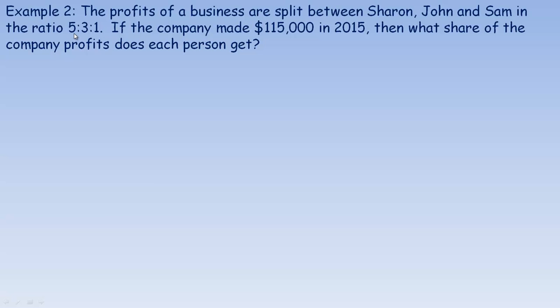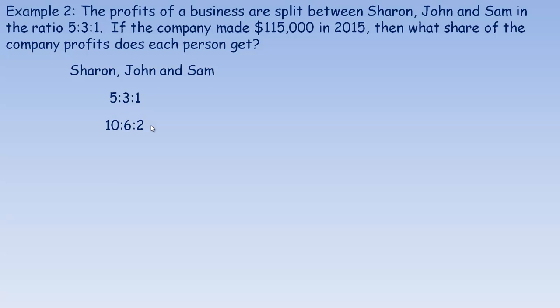So basically it means that for every $1 that Sam gets, John gets 3 and Sharon gets 5. So this is the ratio of their sharings. For example, 5, 3, and 1 add to 9. So if the company made $9, then Sam would get 1, John would get 3, and Sharon would get 5. If instead of $9 we doubled it all, it made $18, then Sam would get 2, John would get $6, and Sharon would get 10. Those numbers are in the same ratio because I just multiplied them all by 2, so that they add up to, instead of 9 like this does, 18 here.